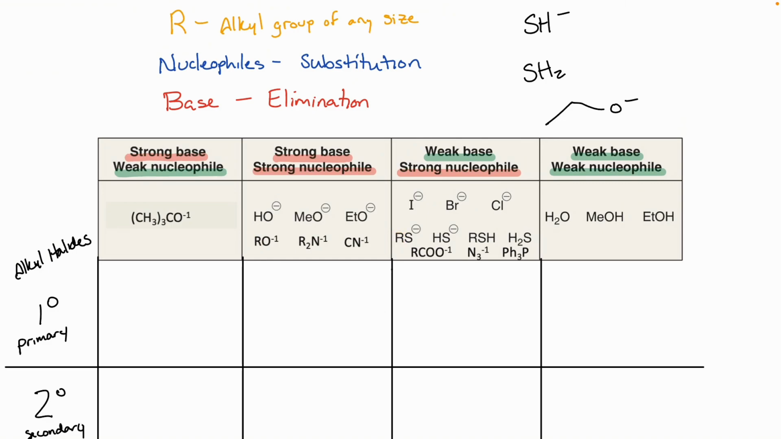Notice that we've got two sulfur compounds here, both of which fall into this category. I guess it's actually these two, a weak base and a strong nucleophile. Whereas this one here has some amount of carbons and an oxygen with a negative charge.